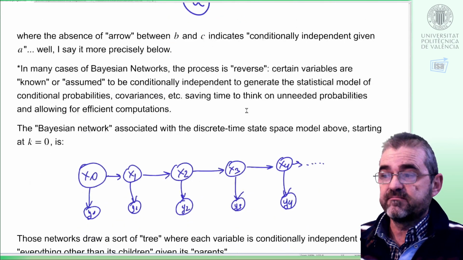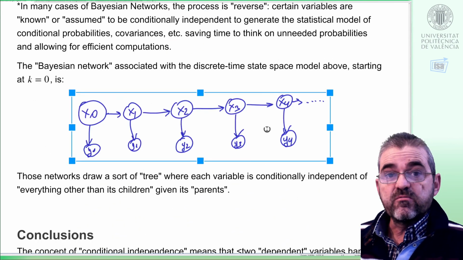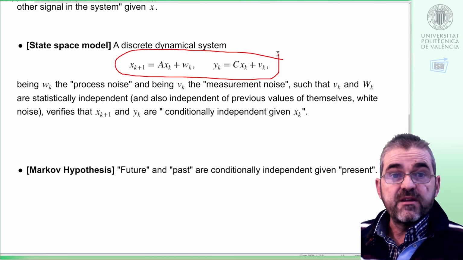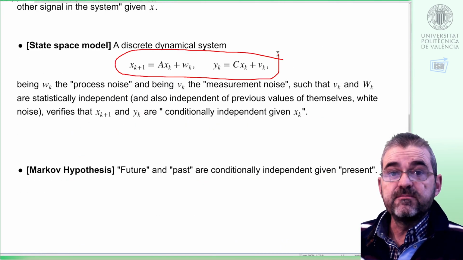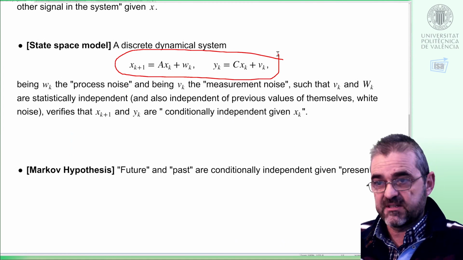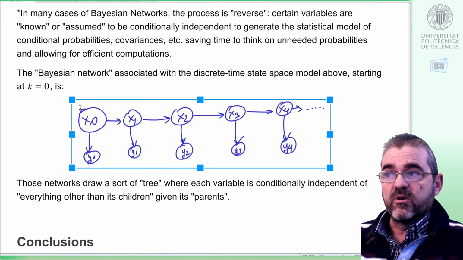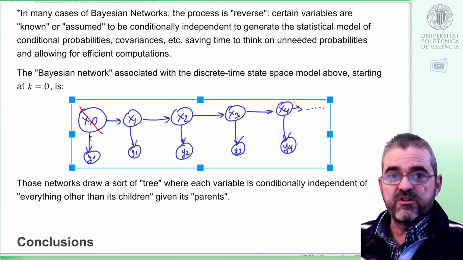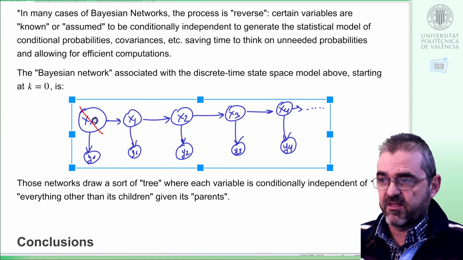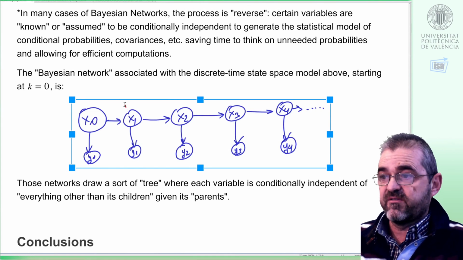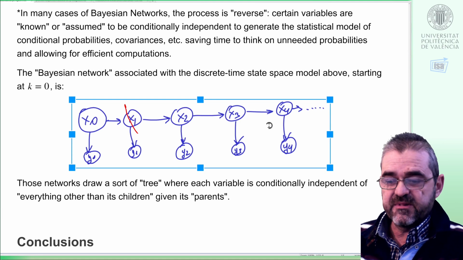And for instance, this is the Bayesian network associated with the simulation of this dynamical system model starting at time 0, k equals 0, discrete time. If I know x0, then I can split my computations between the measurement computations and the prediction of future state computations. If I know x1, so it happens.